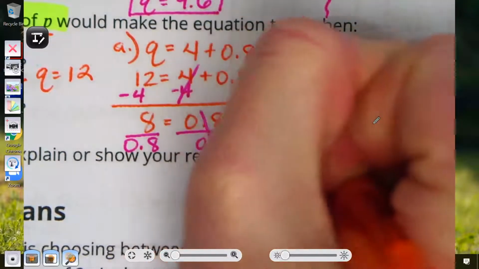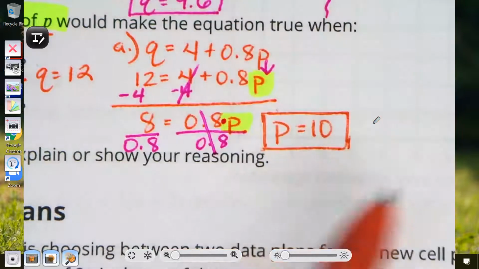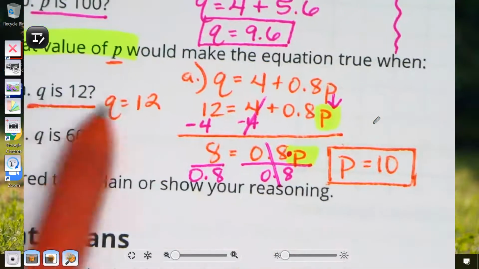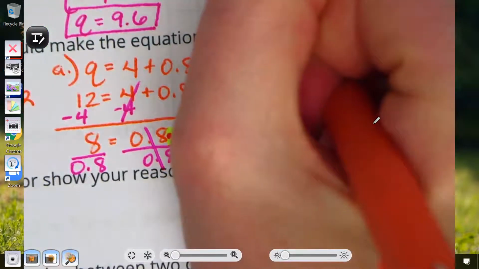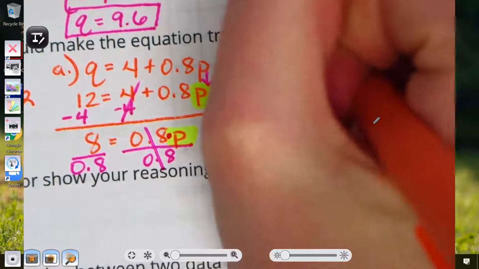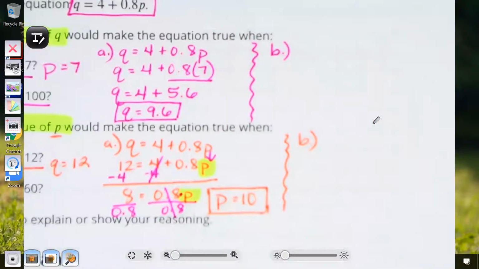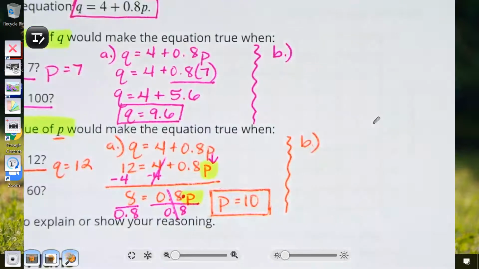So p equals 10 is the only thing that will make this equation true when q is 12. All right, so you're going to do that same process for b. Okay, so go ahead and do both of those on your own. I'm going to give you 3 minutes, and then we will talk about it together. Ready, go.